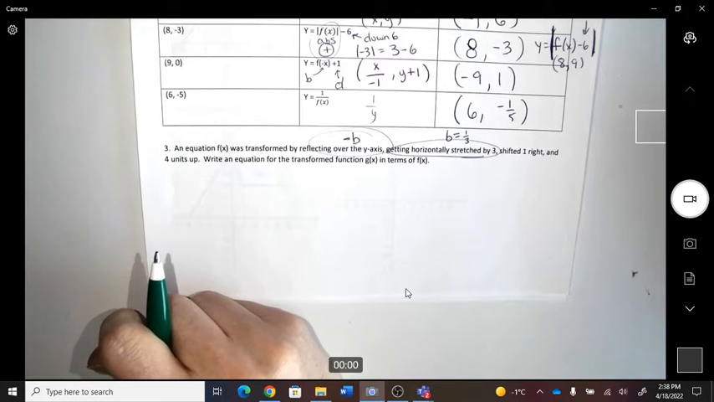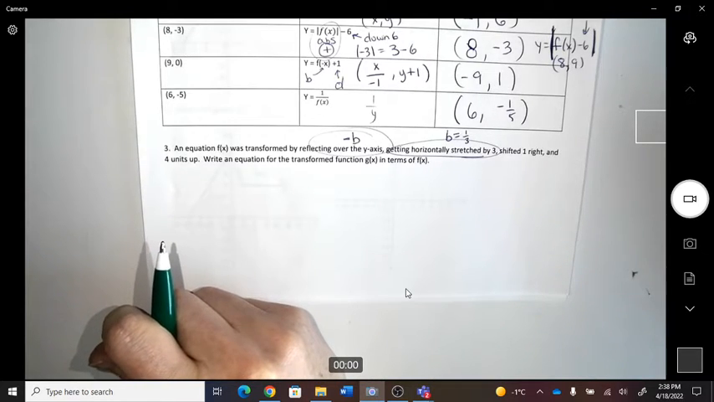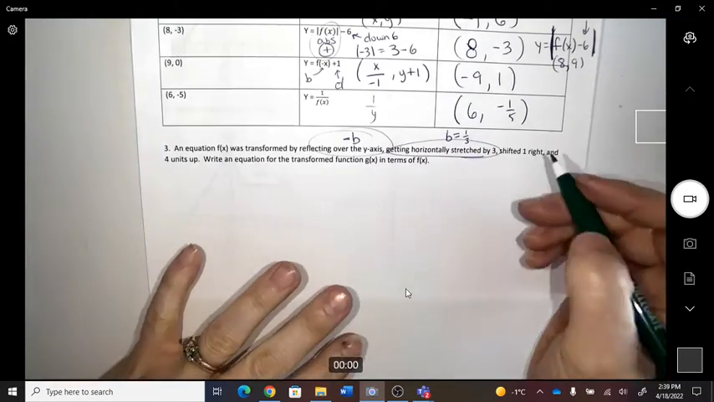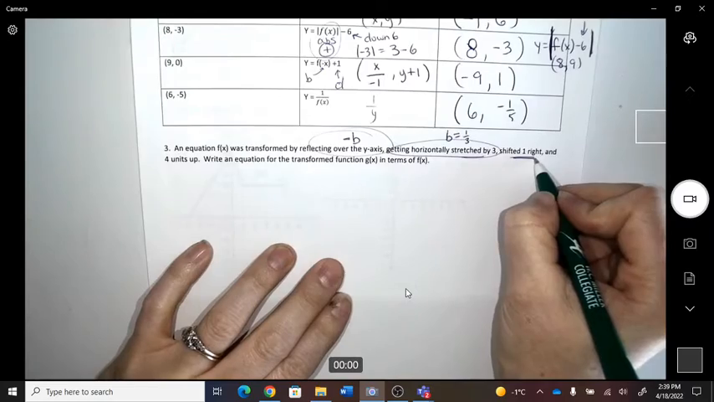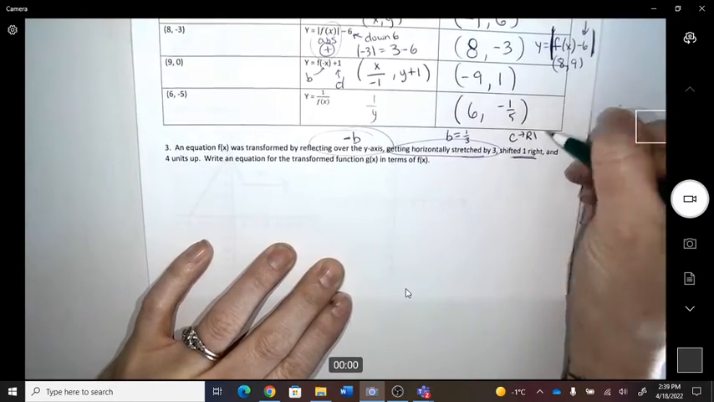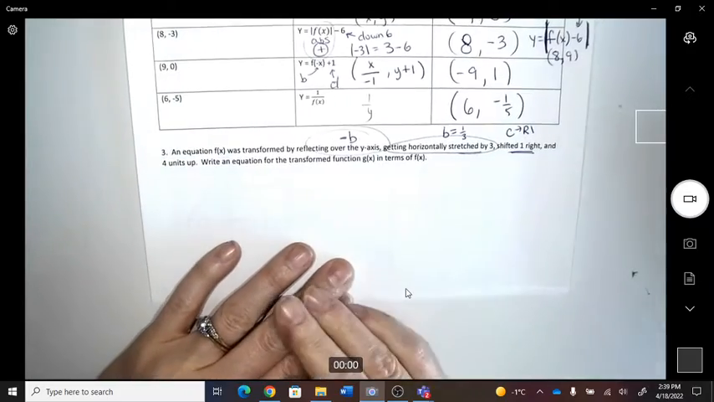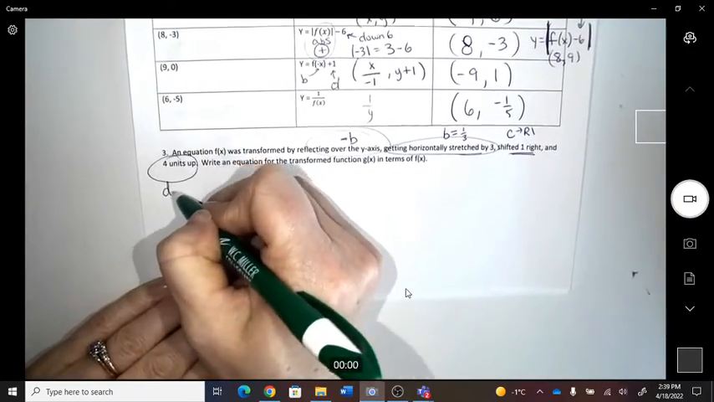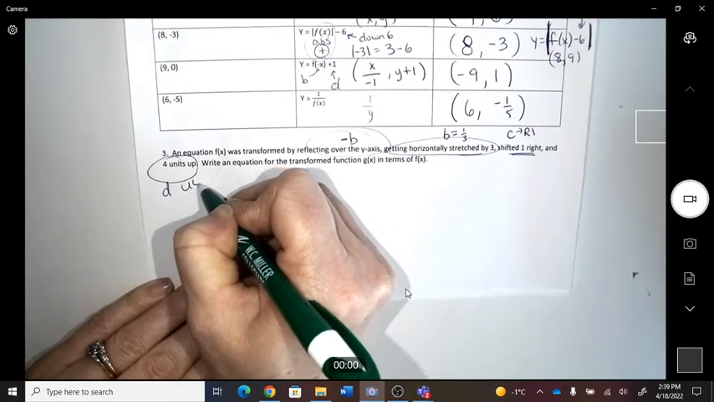Because if I put it as a 3, it actually horizontally compresses it by 3. So to horizontally stretch it, I need a fraction. Shifted right 1, so I need a C. I'm going to make sure C represents a right 1. And 4 units up, I'm going to need a D. We okay breaking that down?